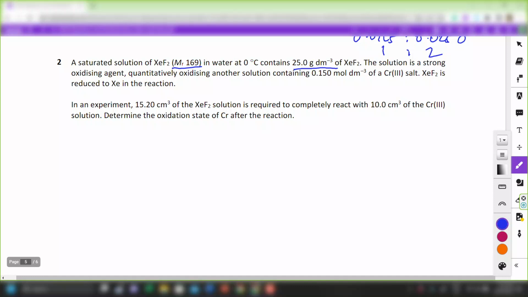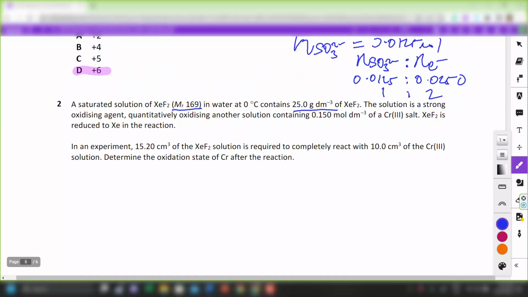So we'll just take 25 divided by 169. Okay, if you wish to, you can just write out the numbers. If not, you can leave it for the calculation later. So I'm going to end up with 0.1479 moles per dm³.